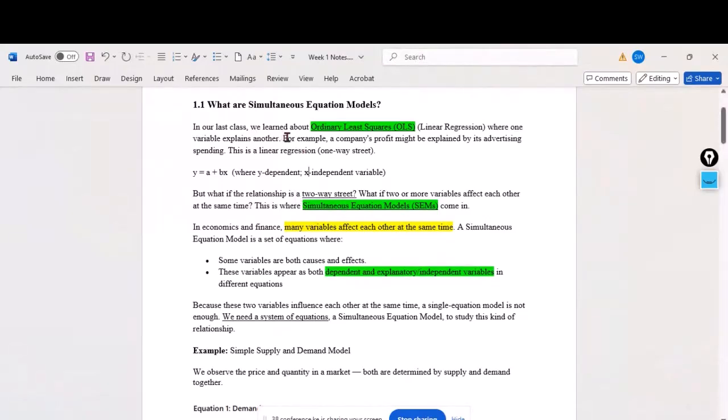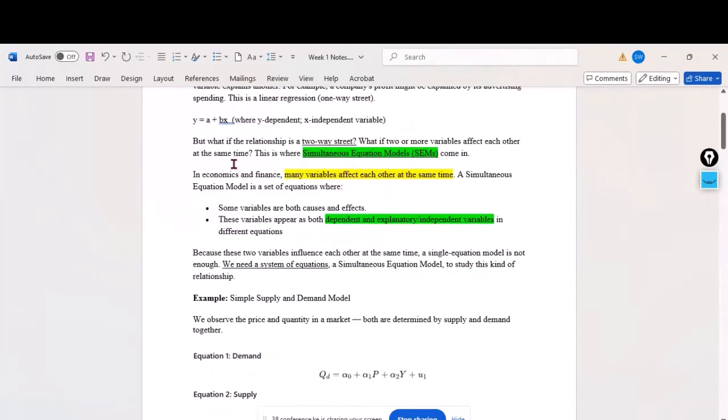For instance, we have given an example here. How is a company's profit explained by the advertising cost? In this case, the advertising spending or advertising cost is the independent variable, and the profit is the dependent variable. But in other situations, we have what we call a two-way street, where we have two variables affecting each other at the same time. In such a case, that is why we have what we call the simultaneous equation models.